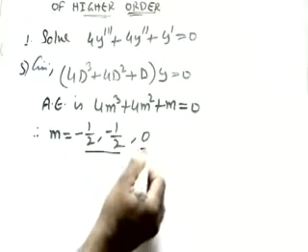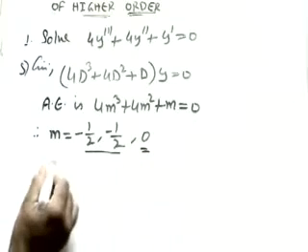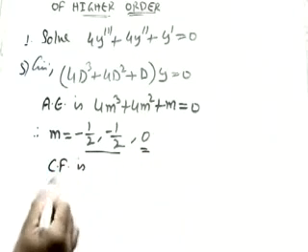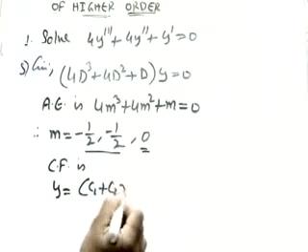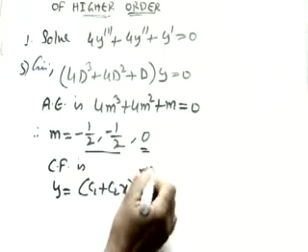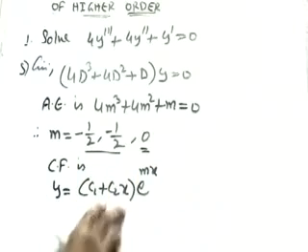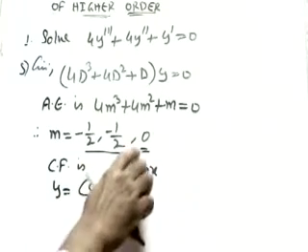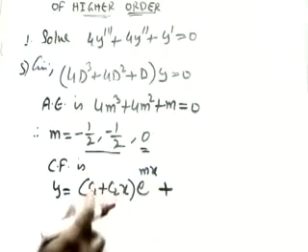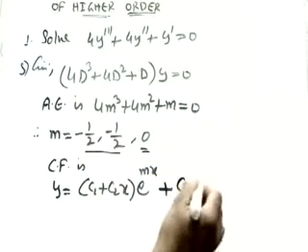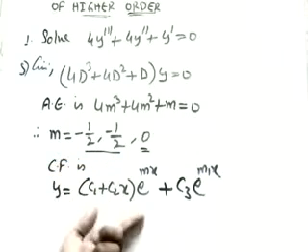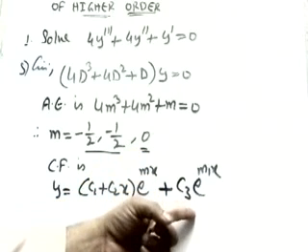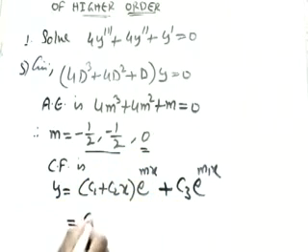Because these two values are equal, this is case 2. But this is different, so this is case 1. So let me write, watch carefully, the complementary function is y equals to, since these two are same, I am writing (c1 plus c2x) e power mx. For 2 equal roots, we wrote this formula. This is another one, c3 e power m3x. These two are equal, so for 2 equal roots we use this formula, and this is different, so continue this one.